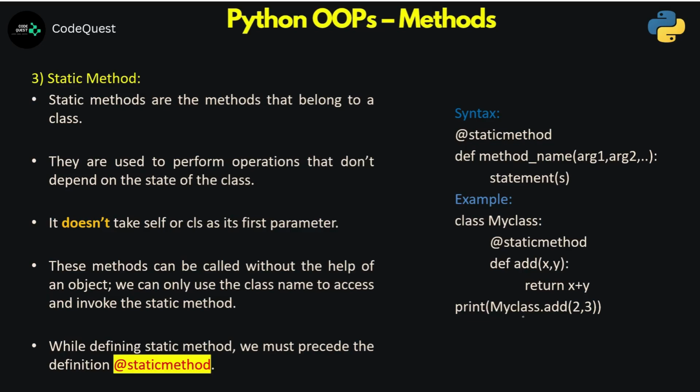So class name dot the method name, and as it needs two parameters, we have supplied two parameters, like 2 and 3. So now x is going to take 2, y is going to take 3. Finally it is going to return x plus y, that is nothing but your 5, which I am going to print as an output.